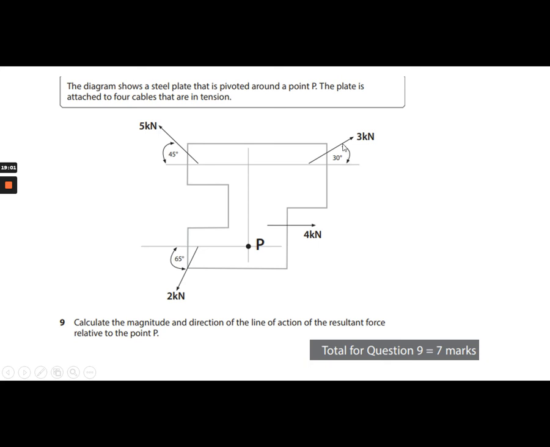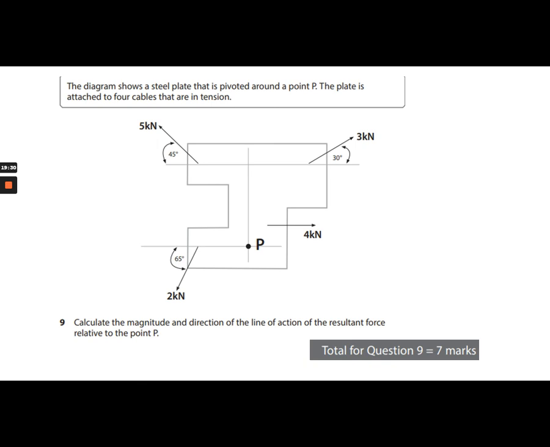So you have 3 cos 30. So we'll be working horizontally. 3 cos 30 added to 4. These are kilonewtons, so 4,000 newtons. There's no cos or sine there because it is just purely horizontal. And then there are your ones to the right. The ones to the left will be 5 cos 45 and 2 cos 65, remembering that we're working in kilonewtons there. Okay, so take the left ones from the right ones, and you've got your resultant horizontal.